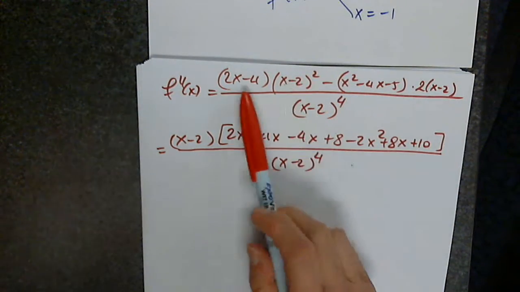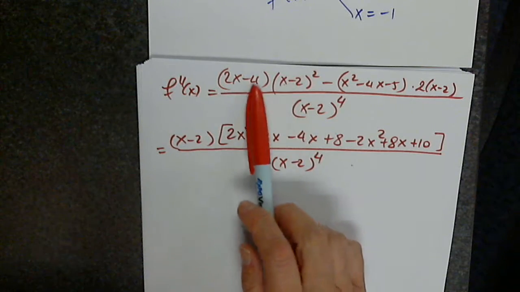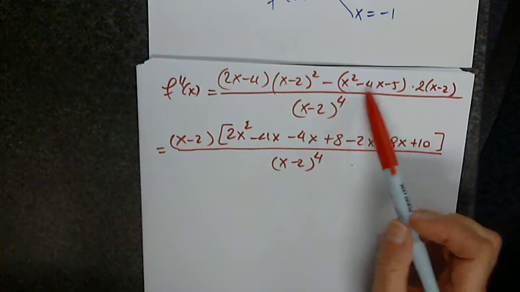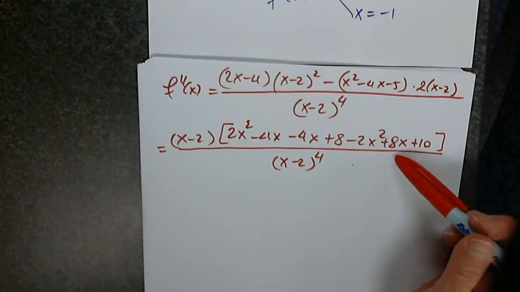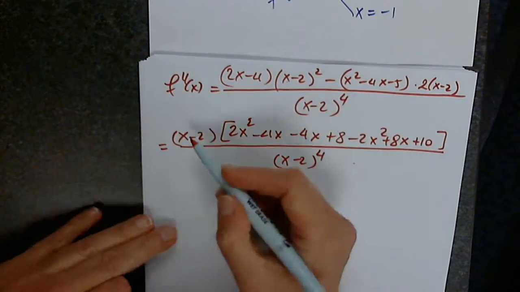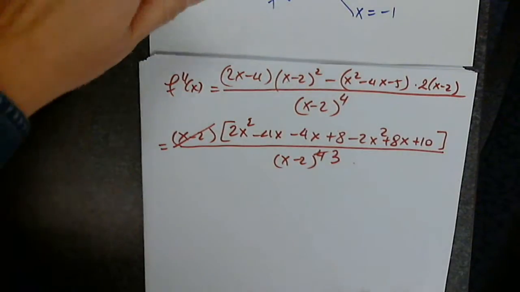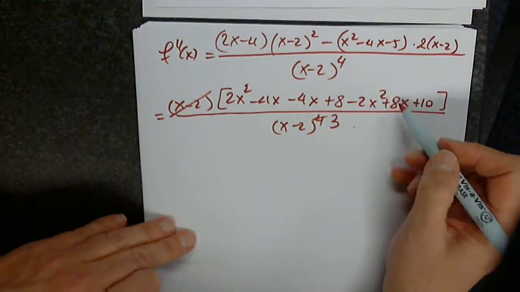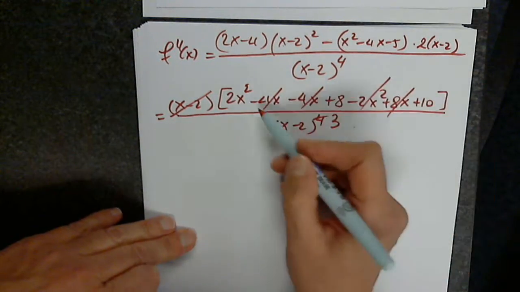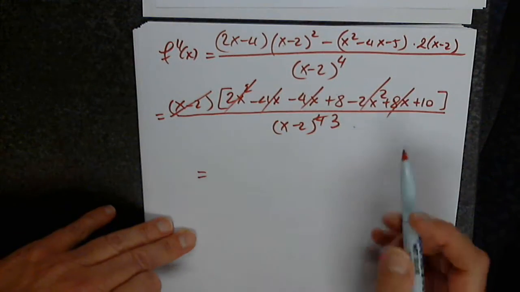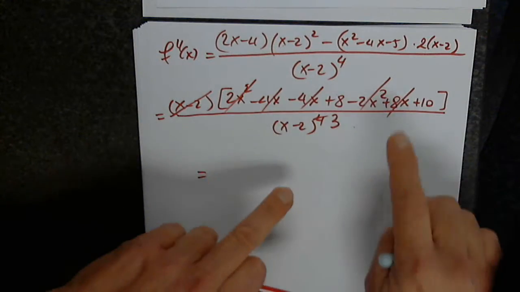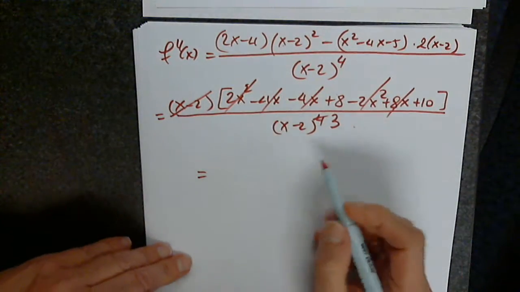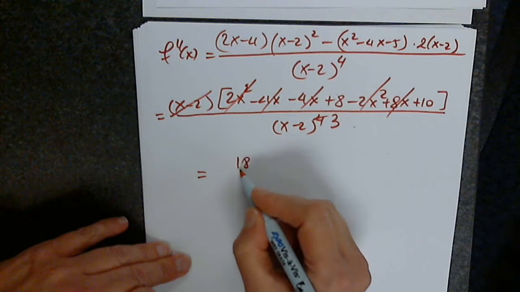So all the x's go away. So 2x squared minus 4x, I'm just checking. Minus 4x and plus 8, and this is out. So minus 2x squared plus 8x plus 10. Yes. The negative 4x and 8x go away, and the 2x squared goes away. Negative 8x with positive 8x. Very good.